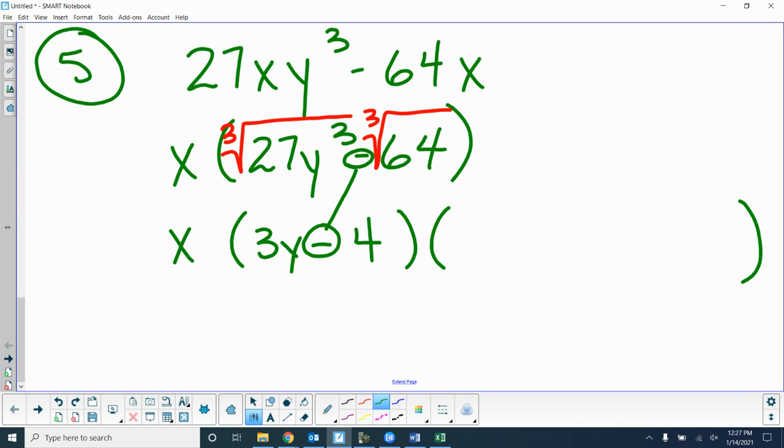What do I have to do to find this first term of the trinomial? Square the 3y. What is 3y times 3y? 9y squared. The mistake that a few people made, they squared the y, but they forgot to square the 3, so they put 3y squared. Okay? So remember, you're squaring both numbers, the 3 and the y. Because there's going to be 3 terms in here, Hunter.